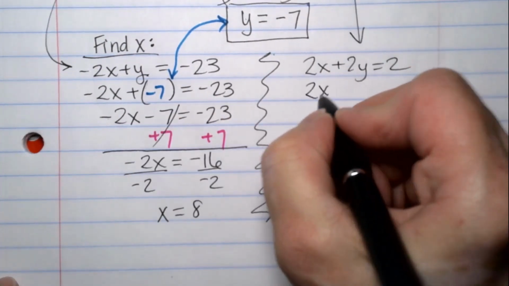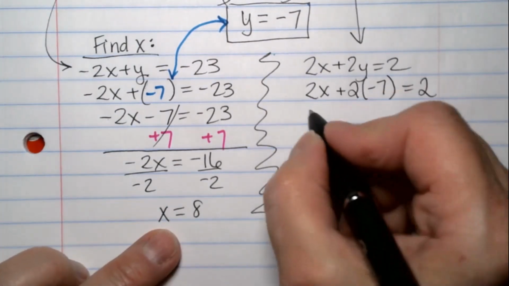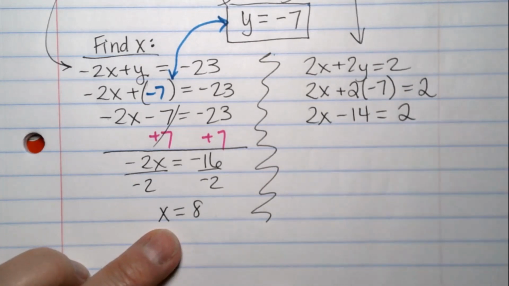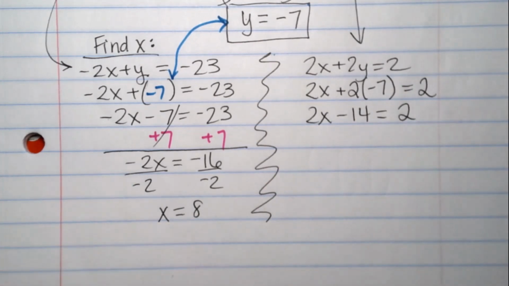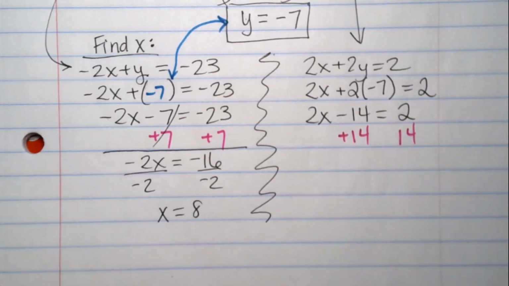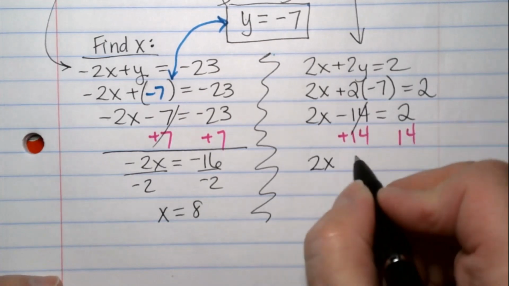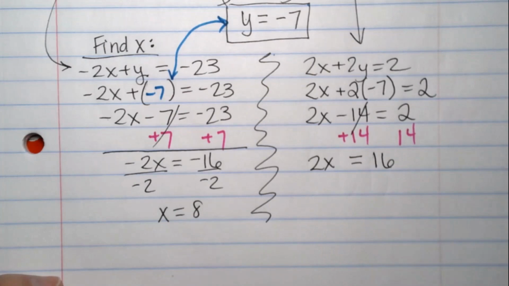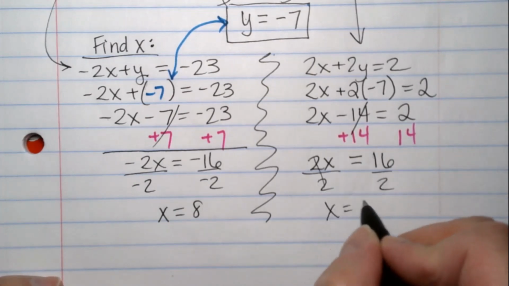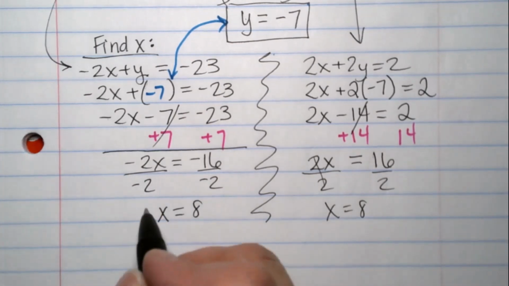X plus 2 times negative 7 equals 2. So 2x minus 14 equals 2. This feels nicer. Add 14 to both sides. You guys, remember, you do one or the other. I'm just doing both to give you an example of why maybe you think about which one you want to use. X equals 8. So two different people choosing differently would still come up with the same answer for x.